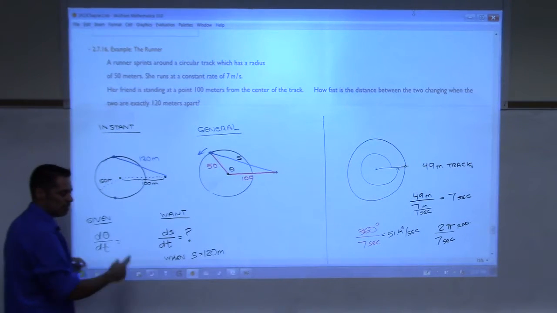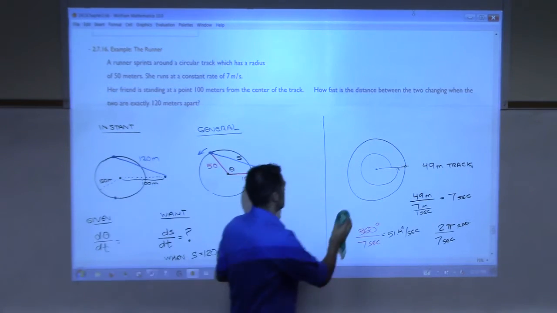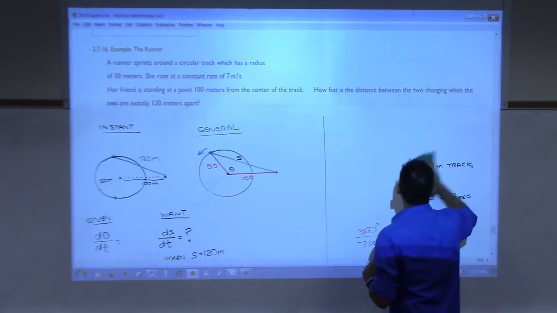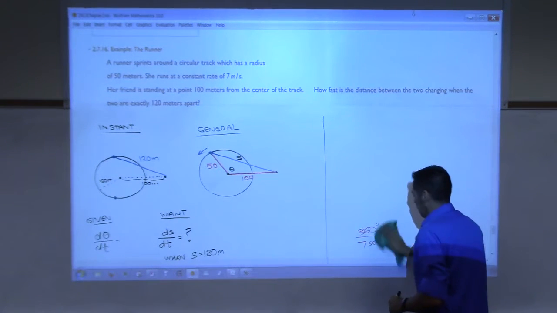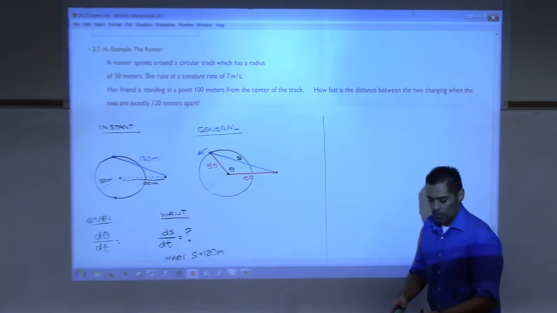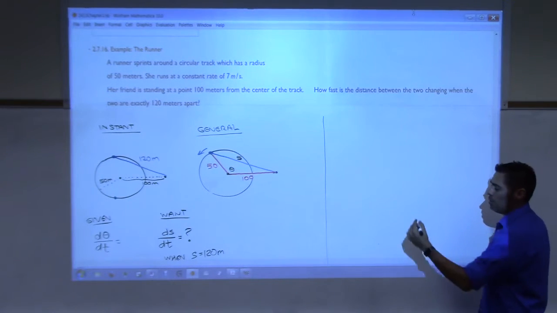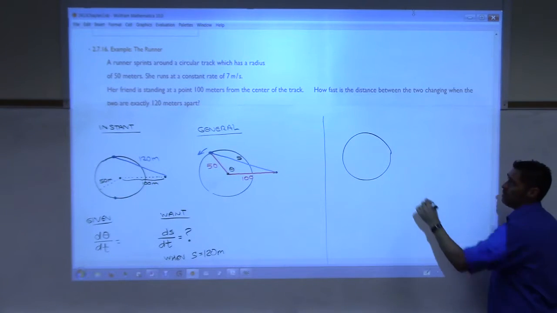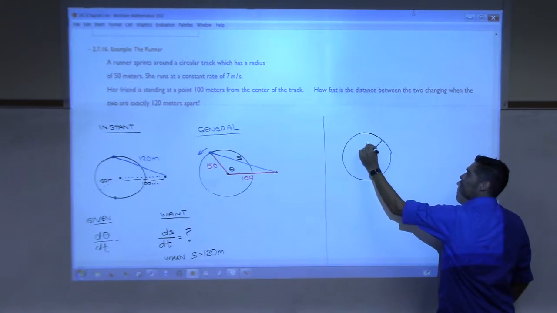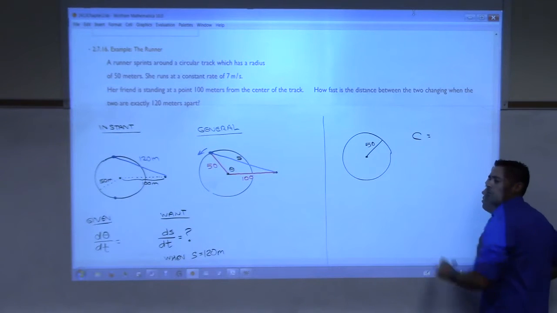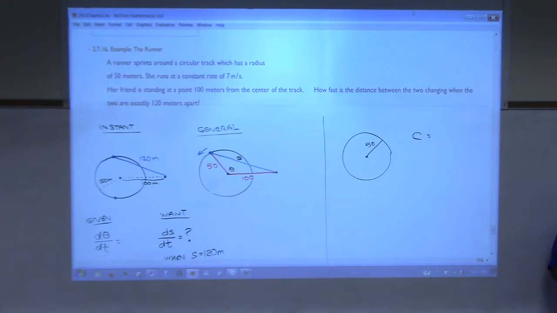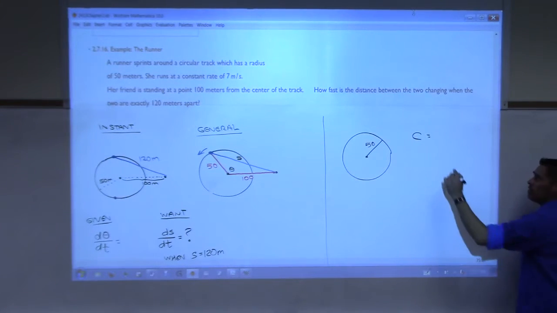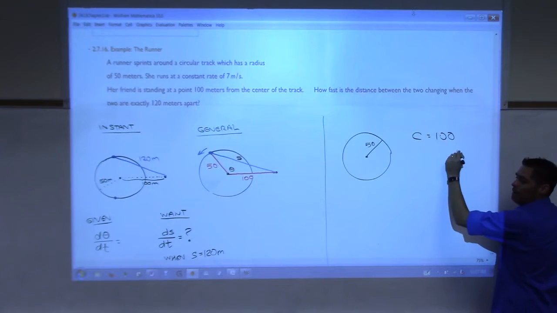Let's do this. So I'm going to start this over. I'm going to try and find d theta dt. So let's go to that circle. What am I going to need to get started? Radius was given, right? The radius was 50. So what's the circumference of this circle? 2 pi r, right? Which would be 2 pi times 50. So circumference is 100 pi, right?